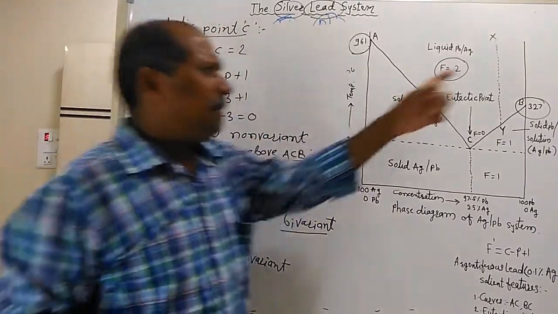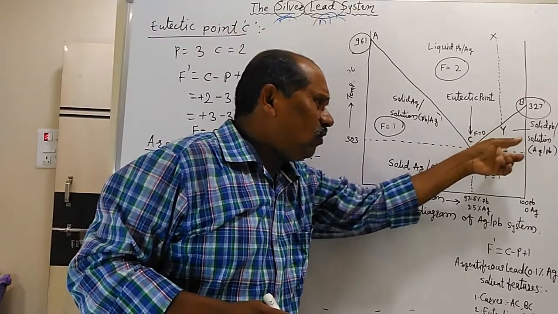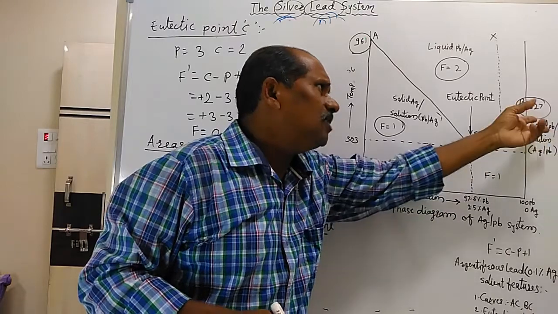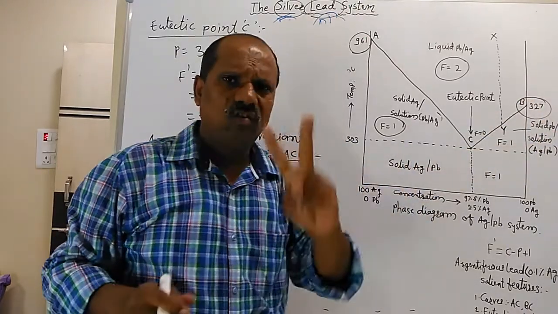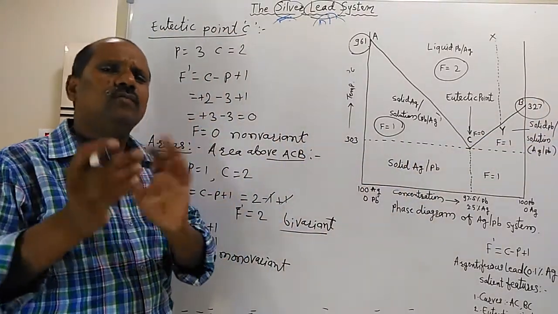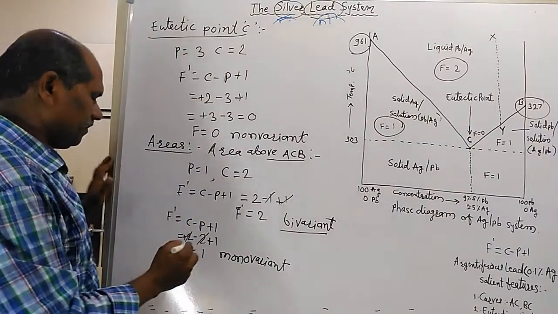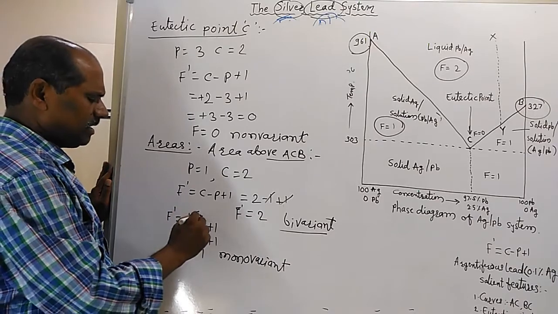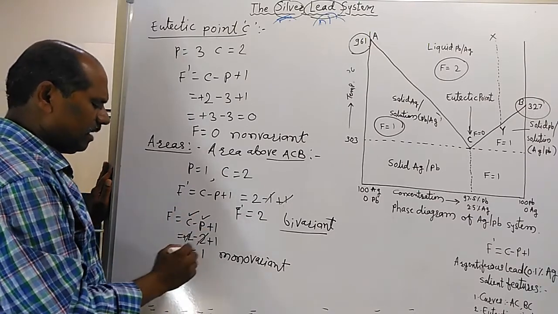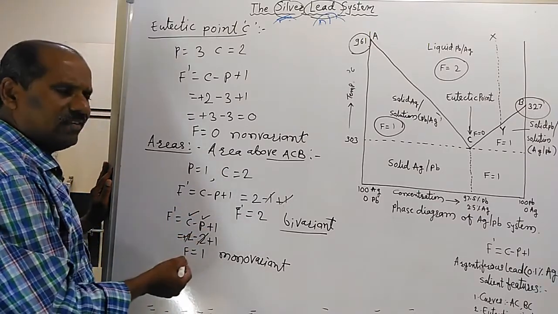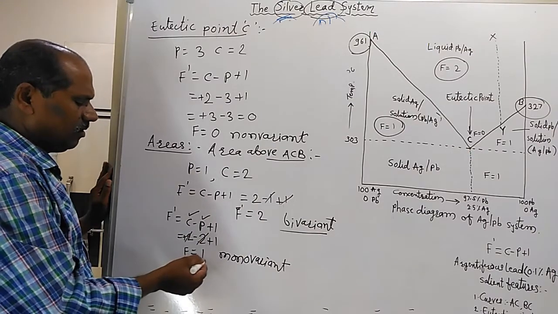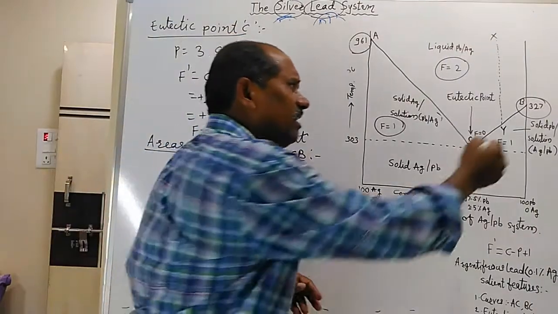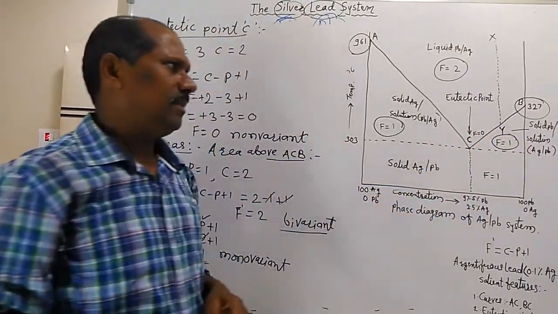In the same method, below the curve BC, there are two phases, solid PB and the solution of AG and PB. These are the two phases showing equilibrium with each other, and hence the degree of freedom is the same. Components are two, phases are two, therefore by cancelling plus 2 minus 2 we will once again get F equal to 1, that is, the system is monovariant in this case also.